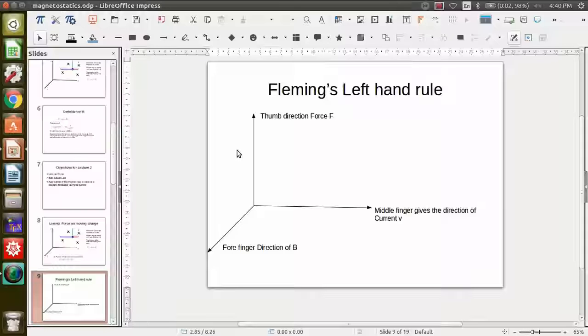if we keep these three fingers perpendicular, the thumb will give you the direction of the force, the middle finger will give you the direction of the current, and this additional forefinger will give you what? The direction of your magnetic field.